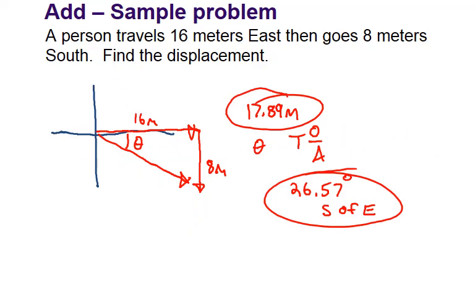All right, 17.89 meters is the displacement from here to here. The tangent is opposite over adjacent, so the opposite side over the adjacent side, and we can get the angle. So Pythagorean theorem here, a squared plus b squared equals c squared, and we start on east and go south.